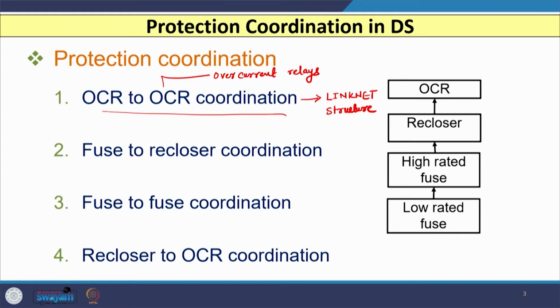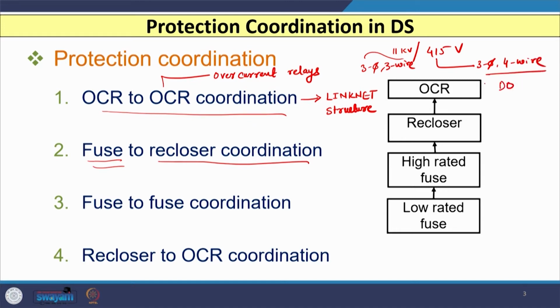The second type of coordination is required in a distribution network, that is between fuse and recloser. We know that fuses are widely used in distribution networks. At the transformer level also, let us say we have an 11 kV by 415 volt transformer, where 11 kV is a 3 phase 3 wire system and 415 volt is a 3 phase 4 wire system. There also we can use the DO or dropout fuses. At the 415 volt level, we can use the fuses known as HRC, high rupturing capacity type of fuse.